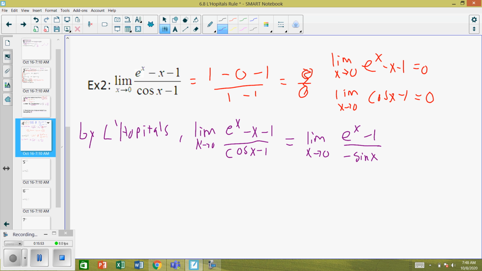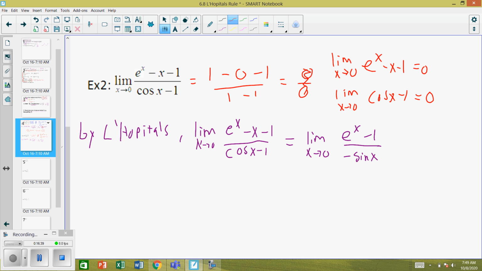Now we're going to plug 0 into the top and 0 into the bottom. I'll do it right here, though you could do it in scratch work. If I plug in 0, I get 1 for e to the x, so e to the 0 is 1, minus 1. And if I plug 0 in for sine, I get 0. So this actually, again, is 0 divided by 0. It turns out when I did L'Hopital's rule, I'm still in the indeterminate form. I get 0 over 0, which is no bueno.